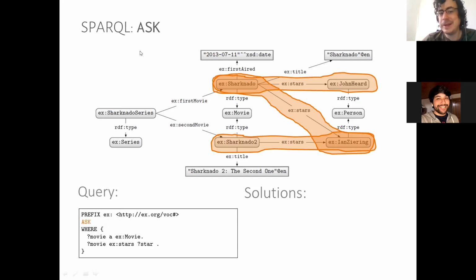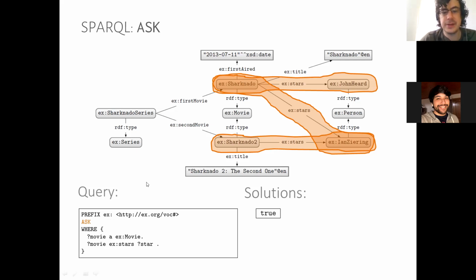We have a completely different type of query here, which is ask. And what ask says is basically return true or false. It says return true if there is some solution for the query, and return false otherwise. So ask is like asking, is there a movie that has some star? And since we have a solution, we return true in this case.